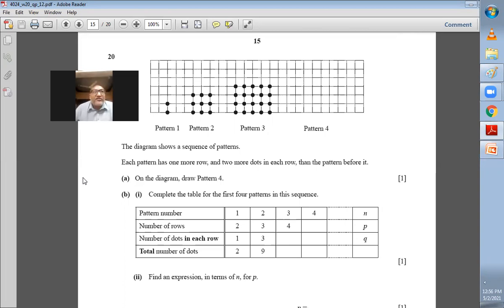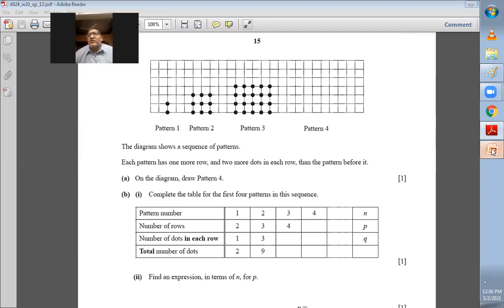In the first pattern, there was 1 member in the row. In the second pattern, there were 3 members in the row. In the third pattern, there were 5 members in the row. And in the fourth pattern, there will be 7 members in the row. Each pattern has 1 more row and 2 more dots in each row than the pattern before. Try to understand this sentence, very simple. On the diagram, draw pattern number 4. Let me show you, I have drawn this already.